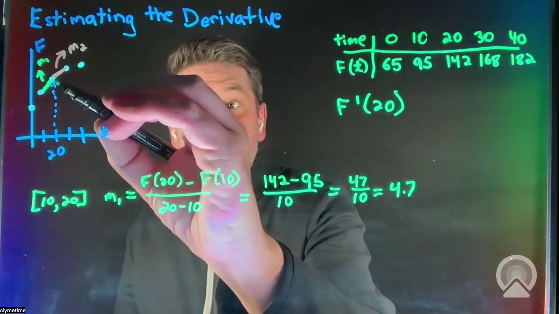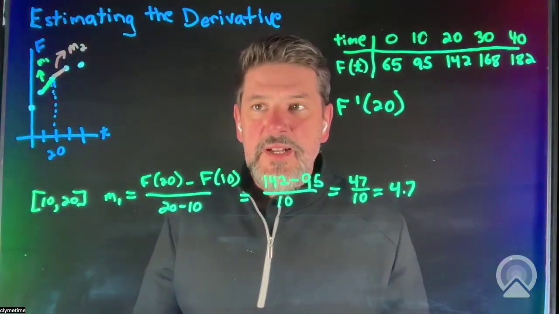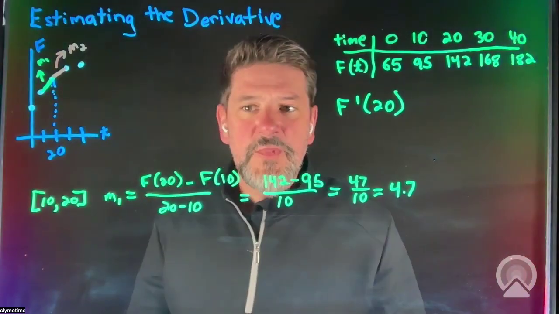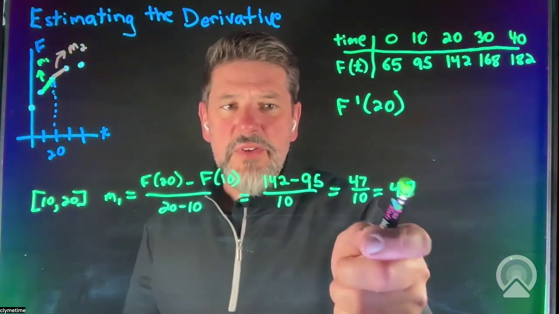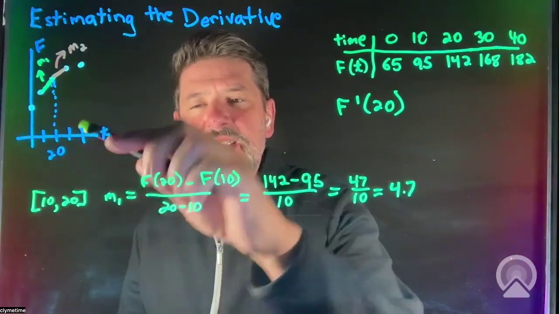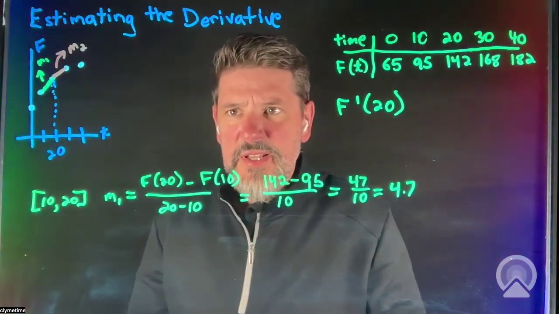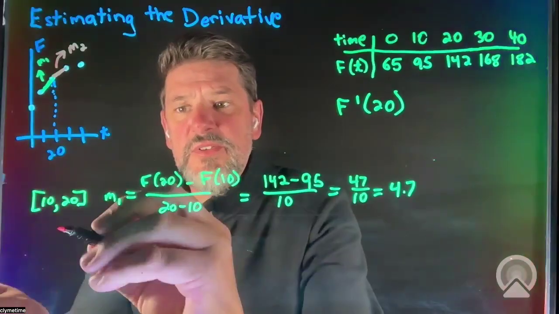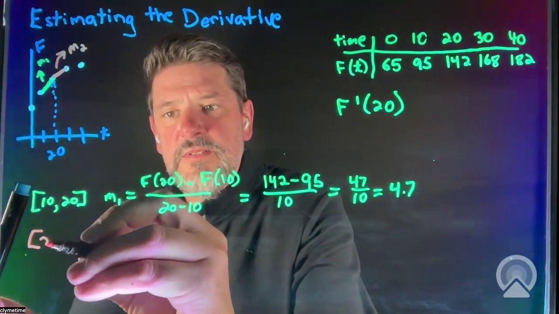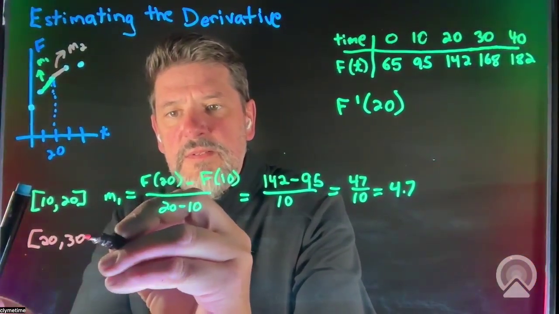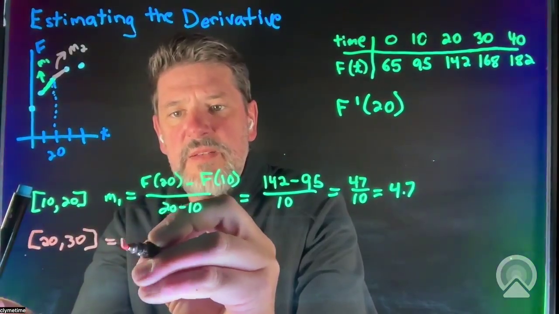So it's positive, which makes sense. It's going uphill. Now, if we go to find the orange one, we would expect it to be smaller than 4.7 because we can see that it's not as steep as the green one. The orange one is less steep. So that would be from 20 to 30. And if we did that, that'd be M2.